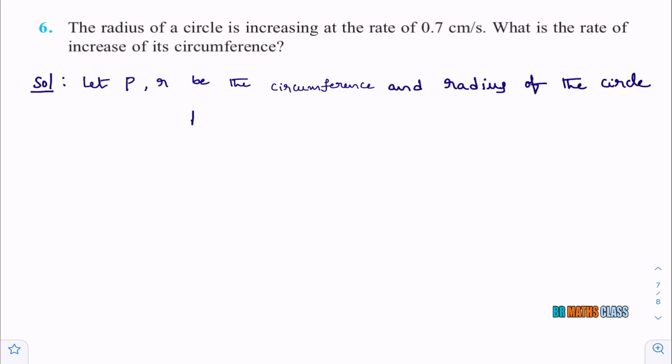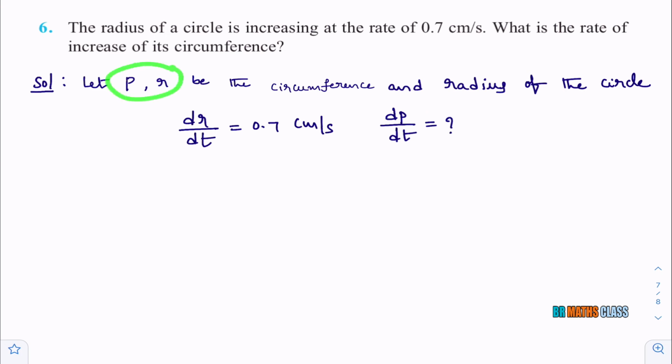So I'll write the given information. What are they given? They given dr by dt, 0.7 centimeter per second. If you read the question further, what are they asking? What is the rate of increase of its circumference? As I take P as the circumference, we need to calculate dP by dt.